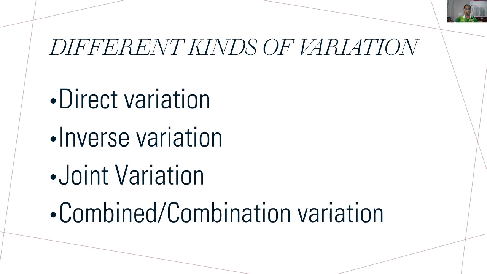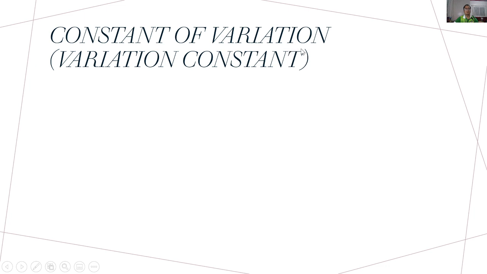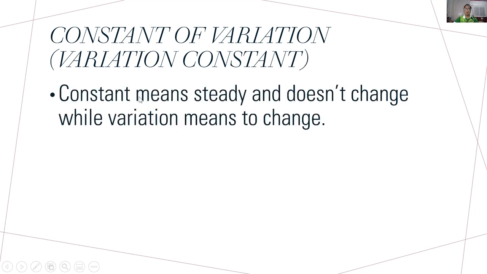If we will be dealing with variation, the very first thing that we have to understand is the constant of variation. It is also known as the variation constant. So every time that you will be hearing constant of variation or variation constants, we will be talking about this one. Now, ito yung sinasabi kong confusing kanina. Constant means steady and doesn't change. Kaya nga, wala talagang halos constant in this earth, di ba? The only constant thing here is change. While variation means to change.